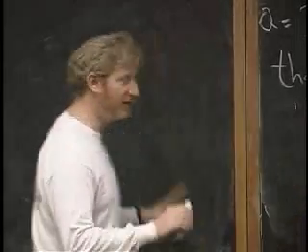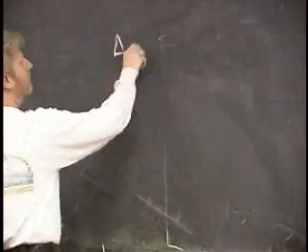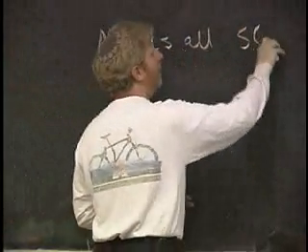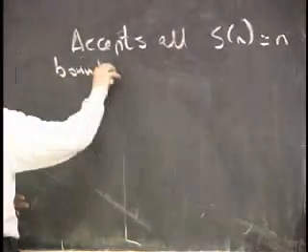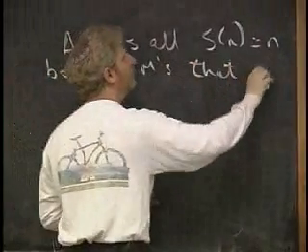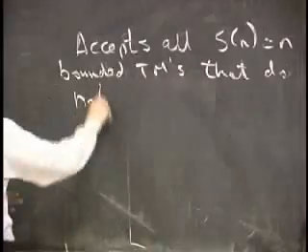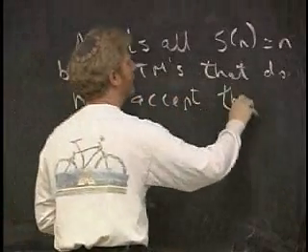So then I have this strange thing. I have a machine, a hypothetical one, that accepts all S of n bounded TMs that do not accept themselves.